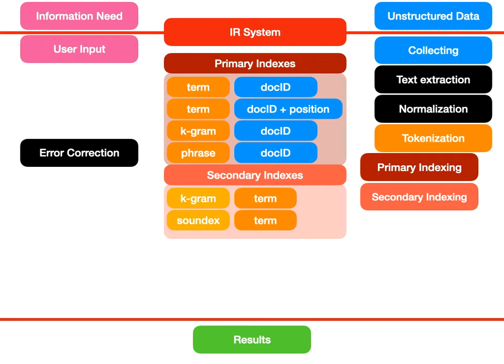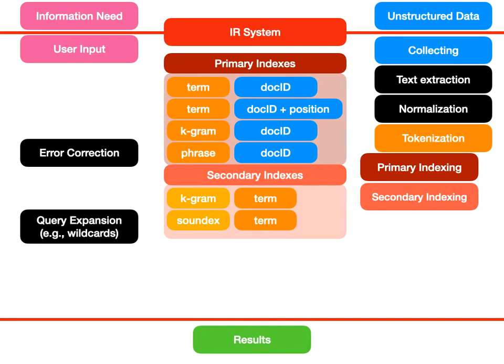We might say, these terms don't seem to exist in my indexes. Let me go consult the k-gram term index and do a little edit distance questioning and find the k-gram overlap and all the things we talked about the last couple of times. And then I'll find a better term. So we process the user input through some error correction using our secondary indexes.